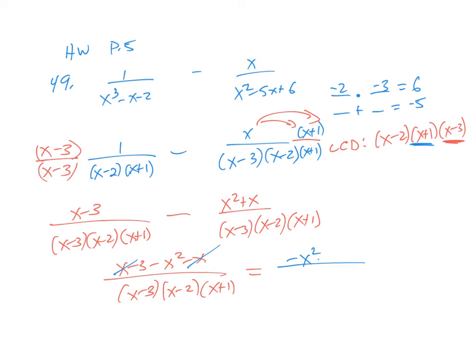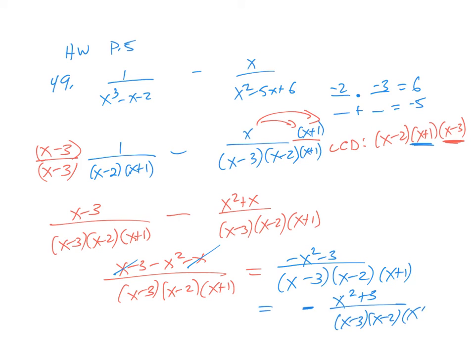So we'll have negative x squared minus 3 over our denominator, x minus 3 times the quantity x minus 2 times the quantity of x plus 1. And we may want to factor out the negative from both terms in the numerator. And we would then have the opposite of x squared plus 3 over x minus 3 times x minus 2 times x plus 1.